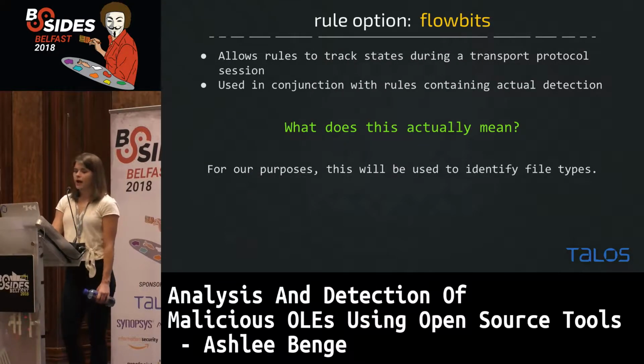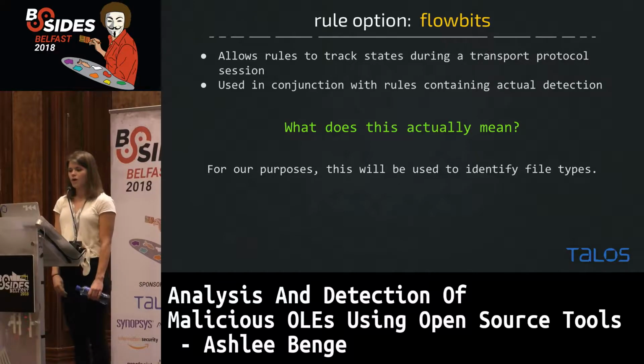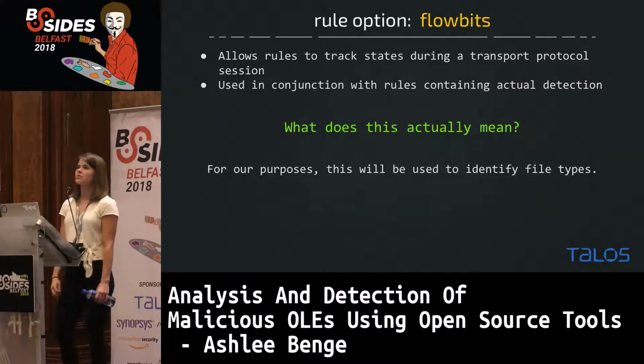Another thing I'm going to point out that's a bit of a more advanced rule option is our flowbits option. So this allows rules to track states during a session. And this would be used in conjunction with a rule that contains actual detection. So this is kind of a fancy way of saying that we're going to use this to identify file types, and this will make more sense when this comes up later on.